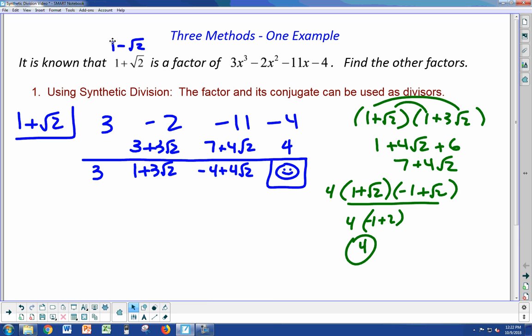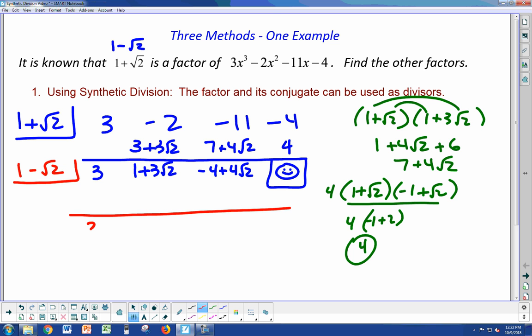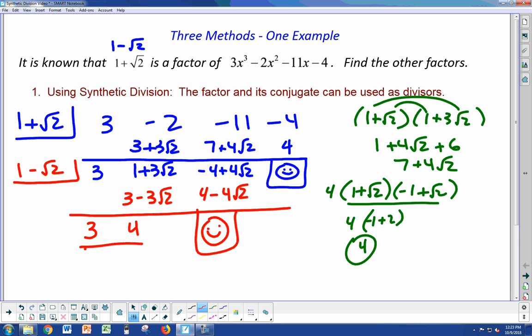The cool part about this is that now we've got an answer that we can work with our 1 minus root 2. So here we're going to do the second half of this. Bring down the 3, multiply. I'm going to get 3 minus 3 root 2. Notice the root 2's cancel out here in the addition. This gives me 4. This is now 4 minus 4 root 2. And of course, this is supposed to come out to be 0, and it does. And now we can see our final factor, 3x plus 4.